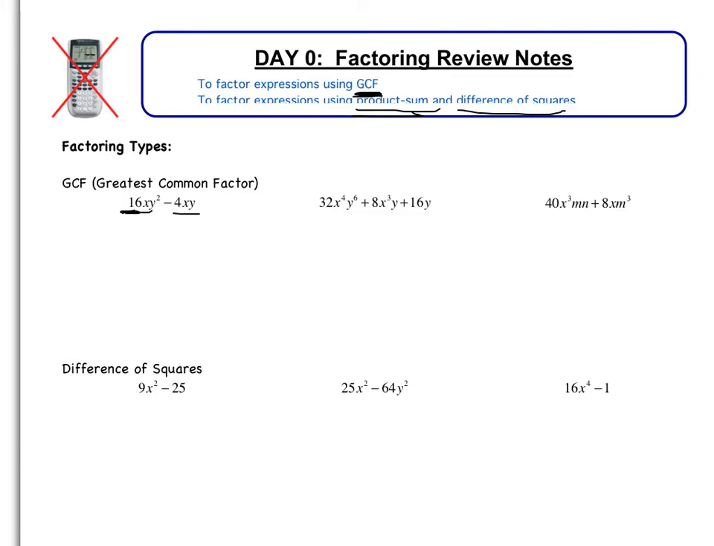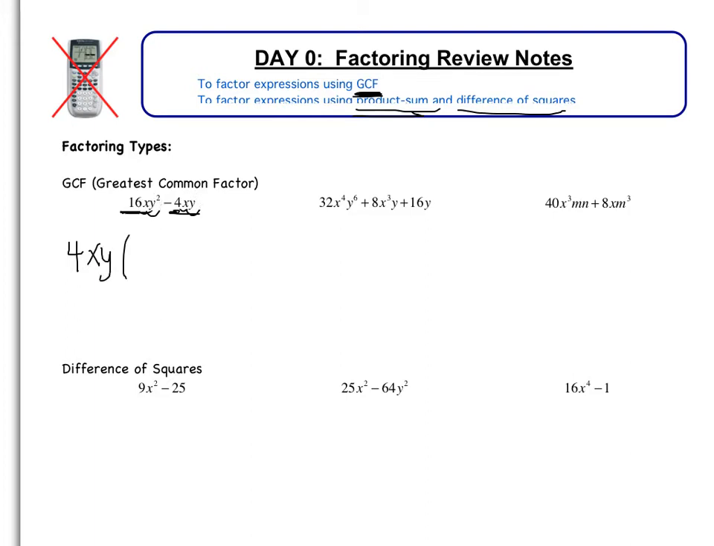So I have a 16 and I have a 4. Largest number that divides evenly into both is a 4, so I'm going to factor out a 4. My first term has an x, my second term has an x, so I'm going to factor out an x. And then I have y squared and y. I have to take the lowest power. Y is lower, so I'm going to factor out a y.